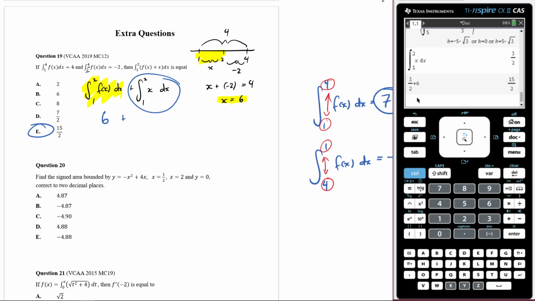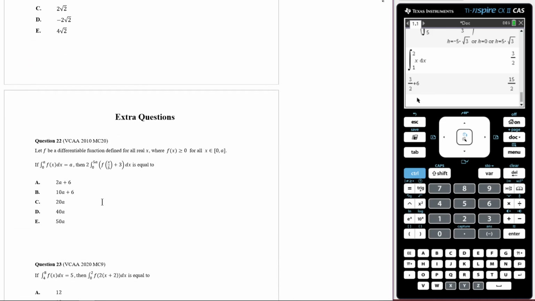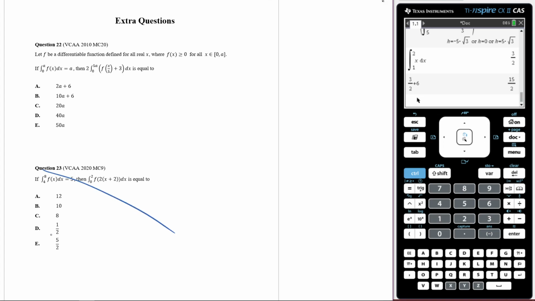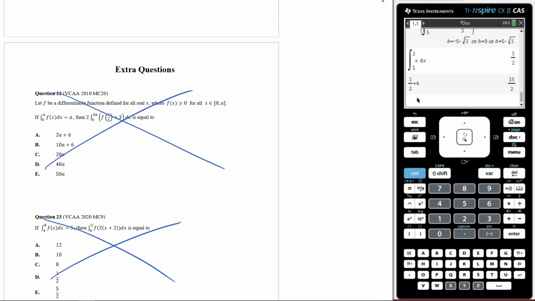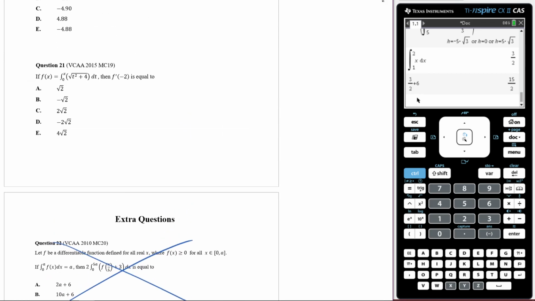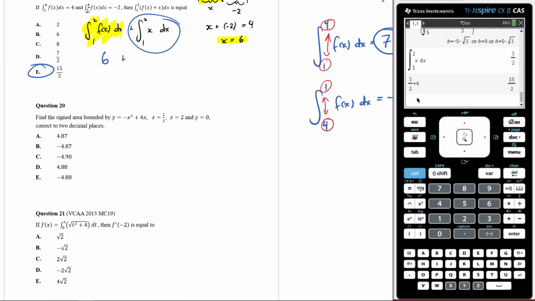Cool. We'll stop there. Hopefully this has made sense to you. Hopefully you feel all right. The last few questions, like these questions here, are very much challenge questions. Don't even worry about them. They're not going to come up on your cat. The last two, give them a go. You'll be fine with them.